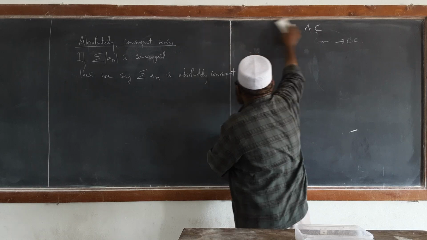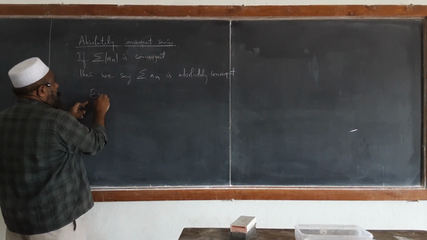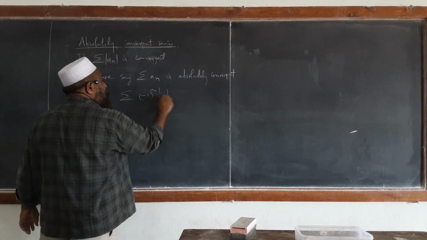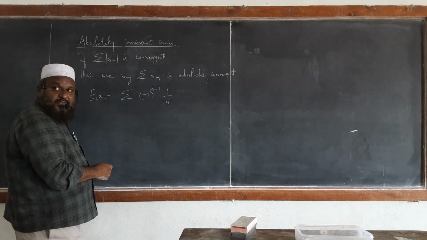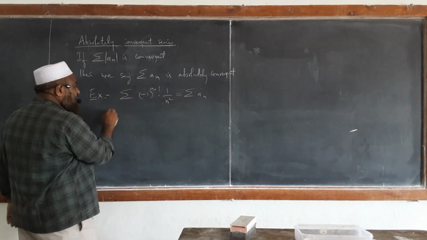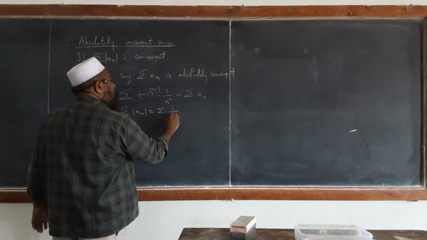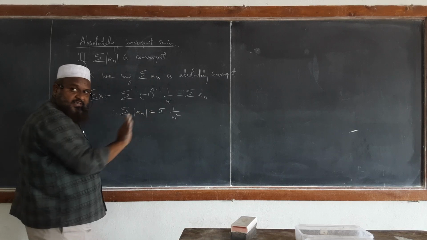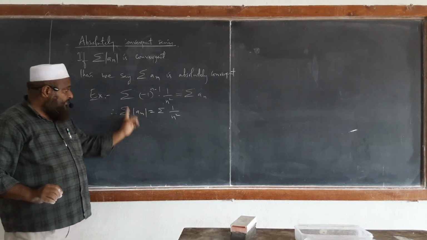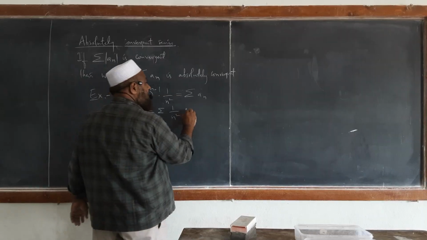So what is an example for this one? Just now we discussed. Example: sigma (-1)^(n-1) into 1 by n square. This is sigma an, right? I call it as sigma an. Therefore, what is sigma mod an? Sigma 1 by n square. Shall I remove directly this one and write sigma 1 by n square? Yes, just to remove this, because I have applied mod. So remaining is only 1 by n square, which is convergent.